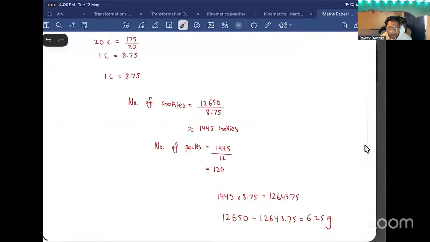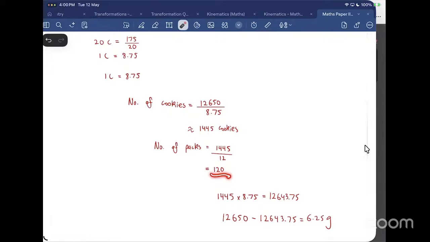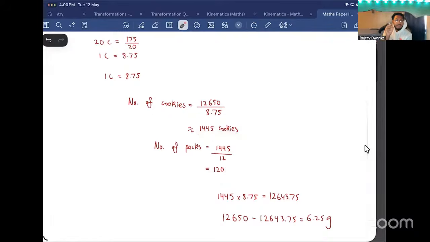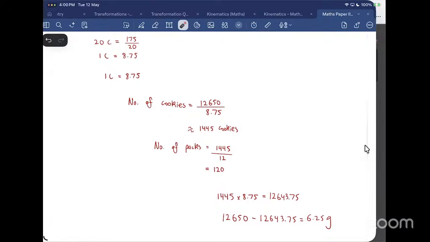Nah. Let me explain something. Guys, everybody in class, right? If you say 120 by 8.75, that's wrong. Does the 120 correspond to the number of cookies? By 1445, I mean, and multiplied by. You understand what I'm saying, right? Yeah, 6.25.